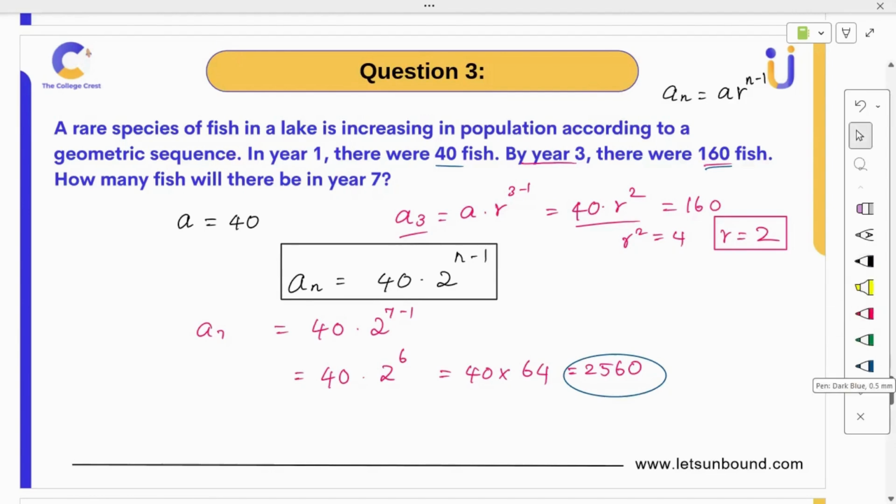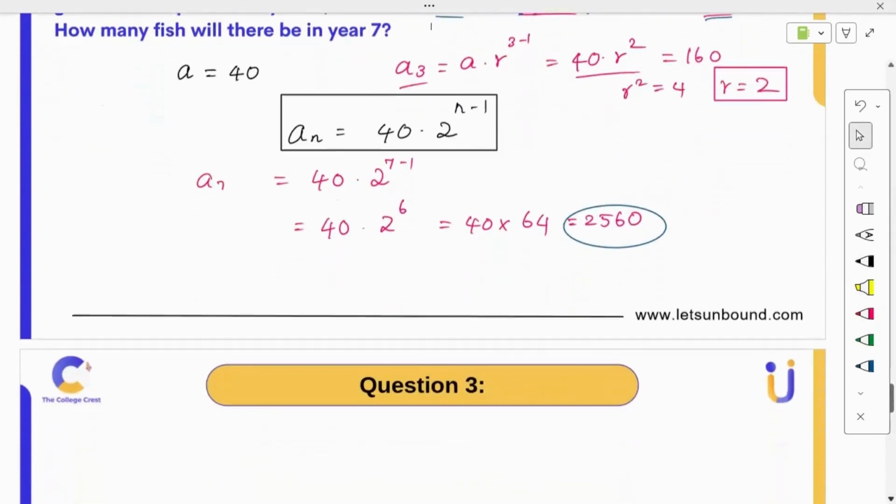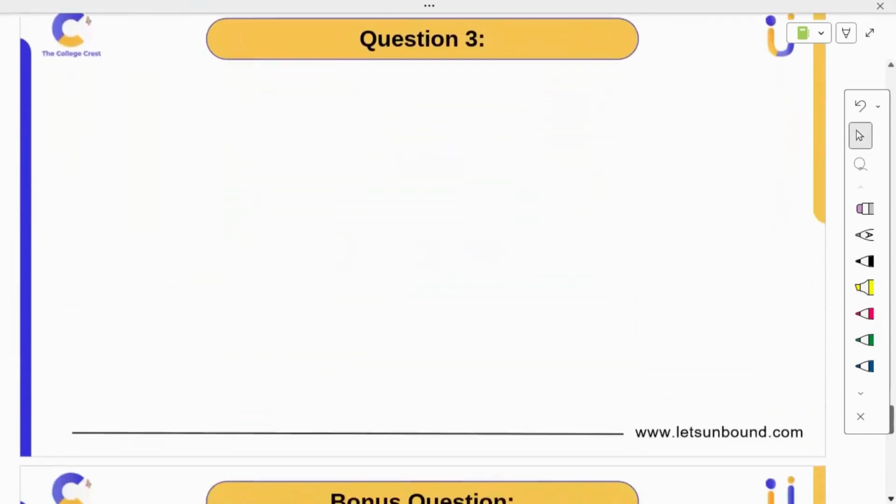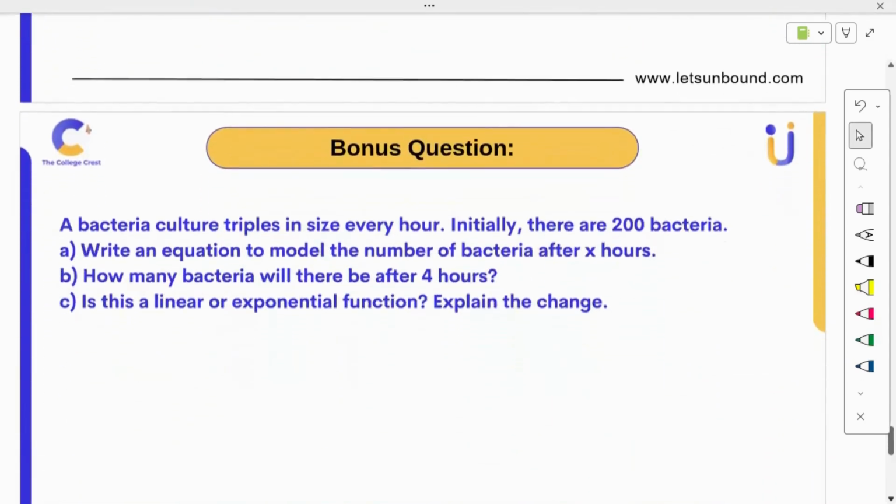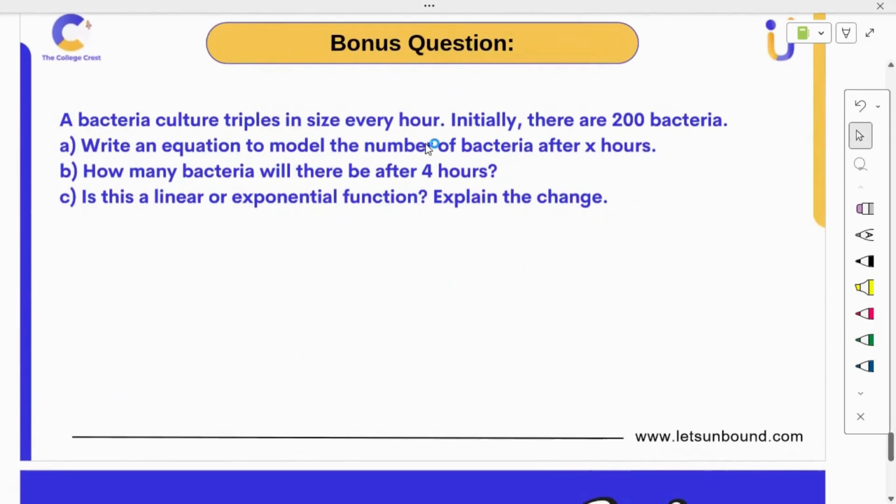Right, and yes, here is your bonus question. A bacteria culture triples in size every hour. Initially, there are 200 bacteria. Write an equation to model the number of bacteria after x hours. You have to model it. Very simple. How many bacteria will there be? So you can rewatch the previous question 3 if you have any doubts here.